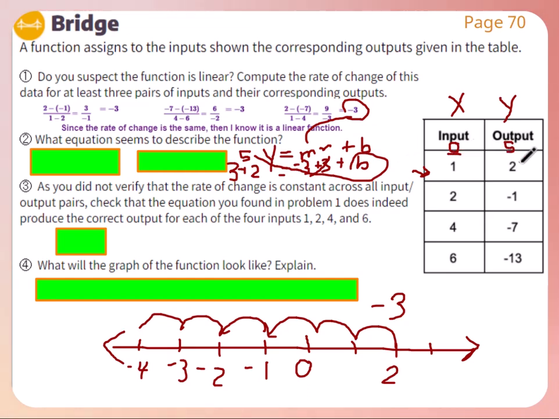Let's see if that works. Now going forward, we're subtracting 3. So in reverse, what do you think we would do if we go backward? What's the opposite of subtract 3? We're going to be adding 3 to get to 0, from 1 to 0. So 2 plus 3 is 5. So that does check out. All right, let me just write this up here. y equals, the slope is -3, x plus the y-intercept is 5.